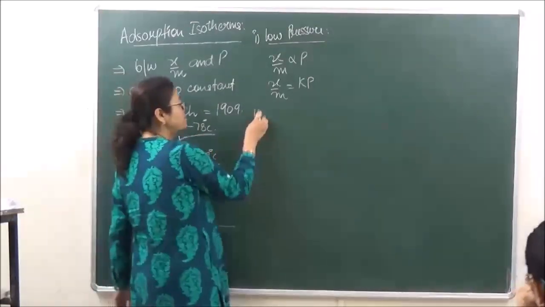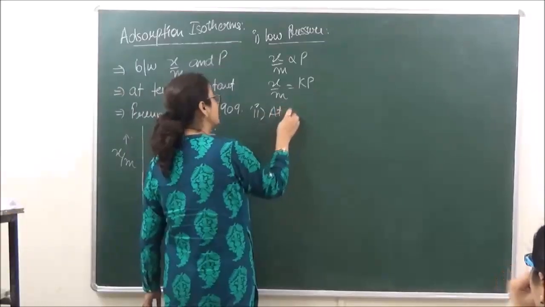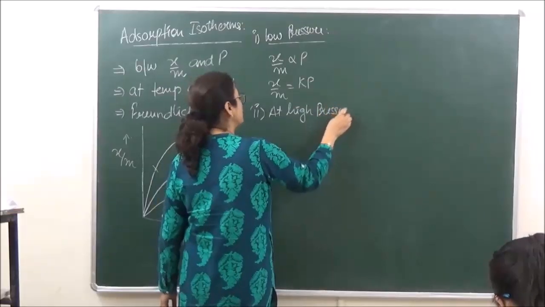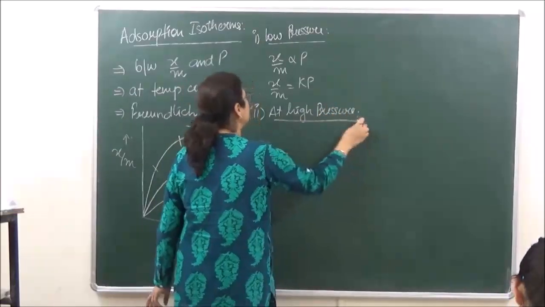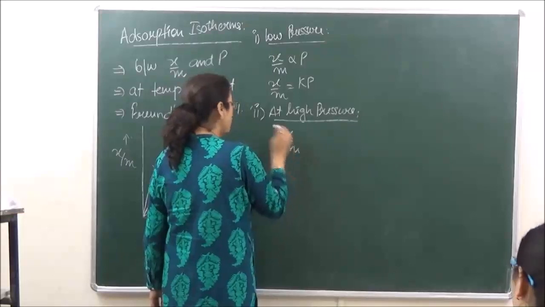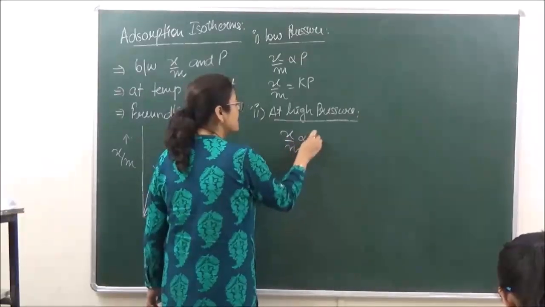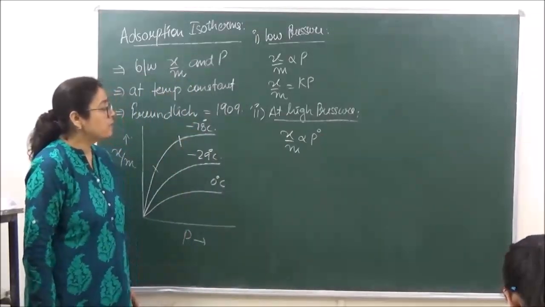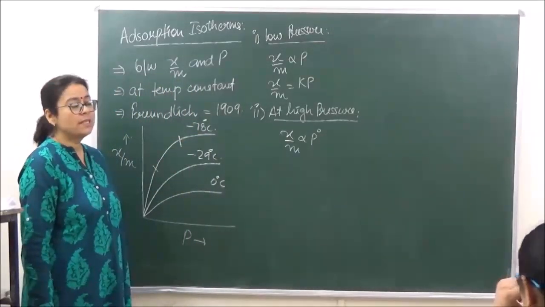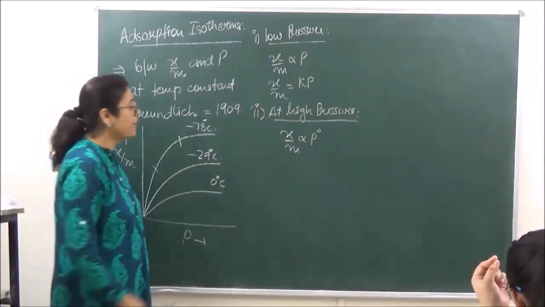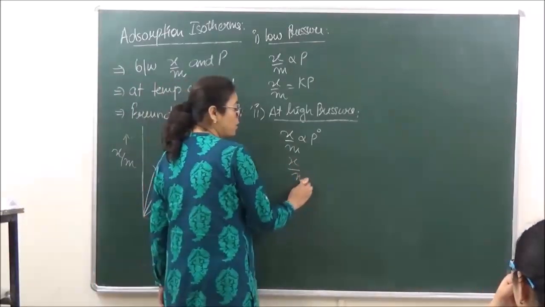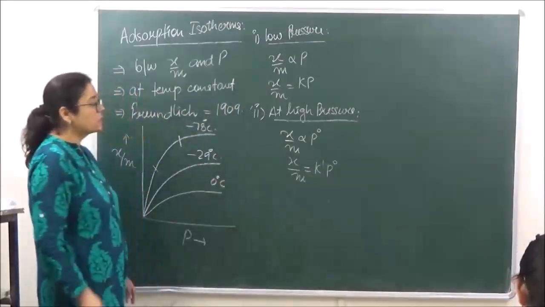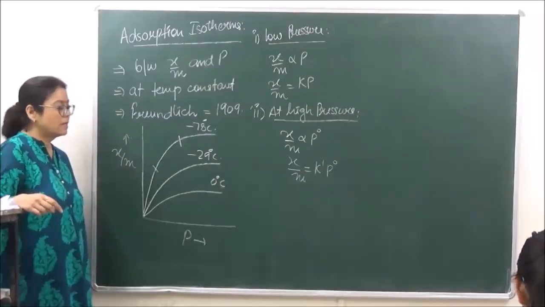Then second, at high pressure, we say that extent of adsorption is directly proportional to p raised to power 0, which expresses that extent of adsorption is independent of pressure. ठीक है? Or we can say that x upon m is equal to k dash p naught, where k dash is the constant of proportionality, right?